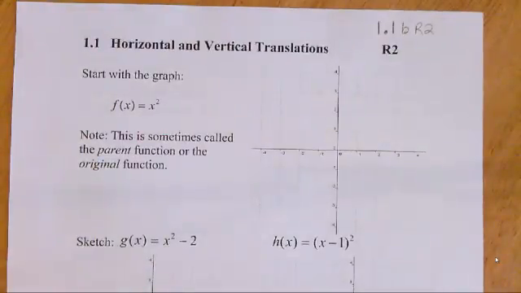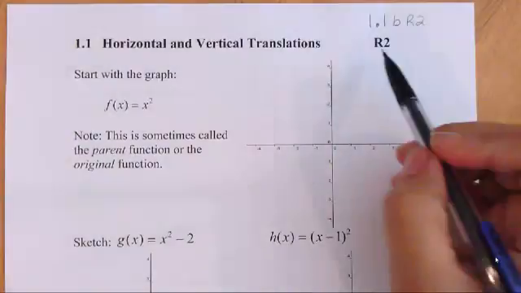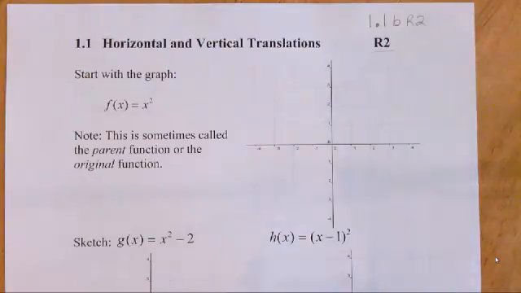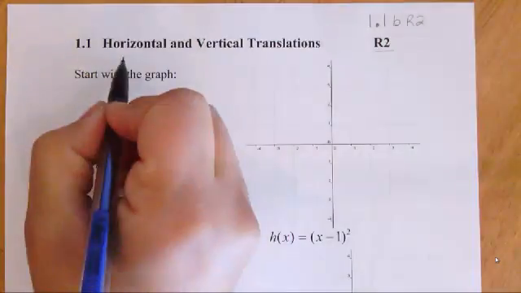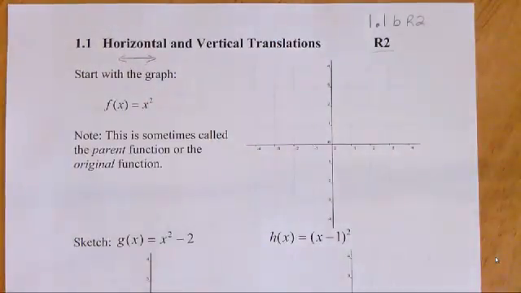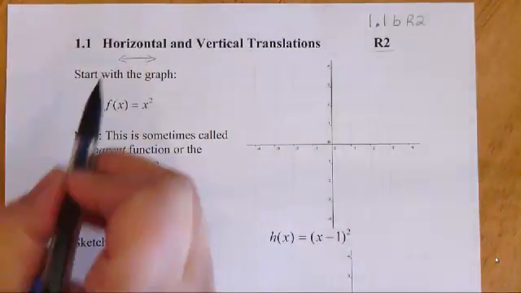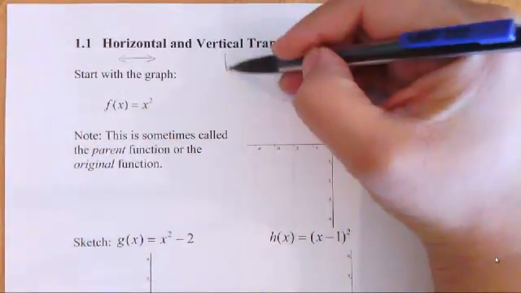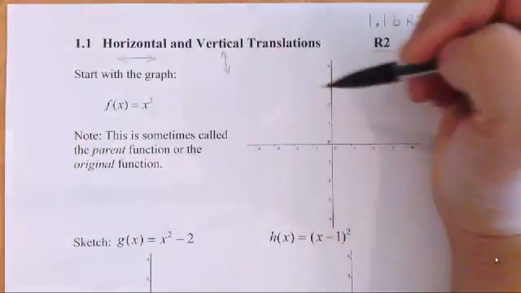We're going to look at 1.1 from the textbook, which is outcome R2, and we're going to be doing horizontal and vertical translations. So basically what that means is we're going to be moving the function or relation horizontally, which is left or right, and vertically, which means up and down.